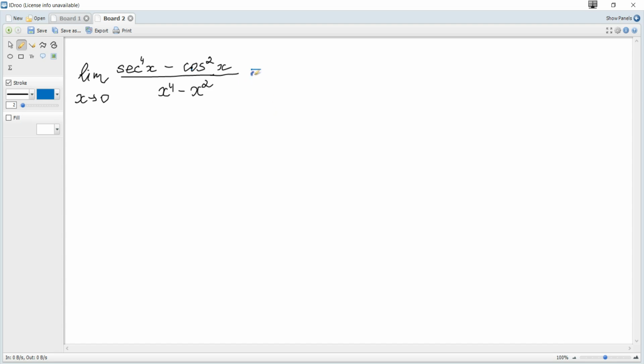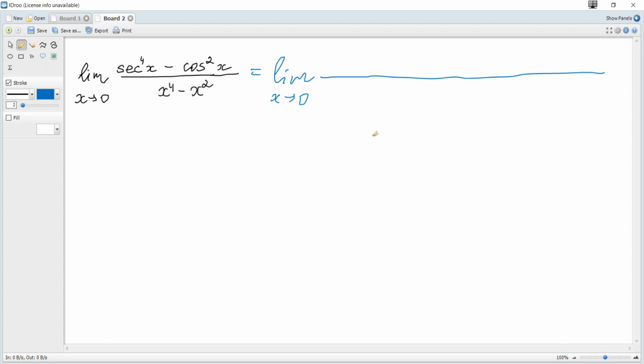So let's check. When x is 0, we get secant of 0. Secant is 1 over cosine, so 1 over cosine of 0 is 1, minus cosine of 0 is also 1, so 1 minus 1 is 0, and the denominator is also 0. So we get that this limit is 0 over 0, so L'Hopital's rule can be applied, and hence this limit becomes the limit as x tends to 0, and we need to find the derivatives of the numerator and of the denominator.